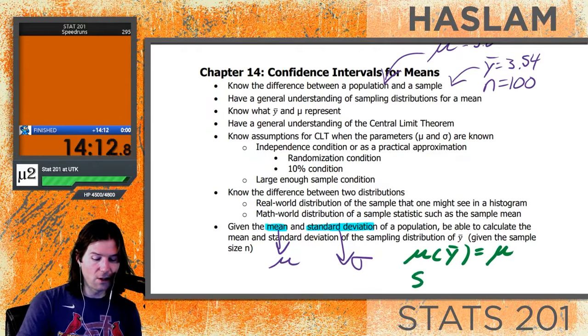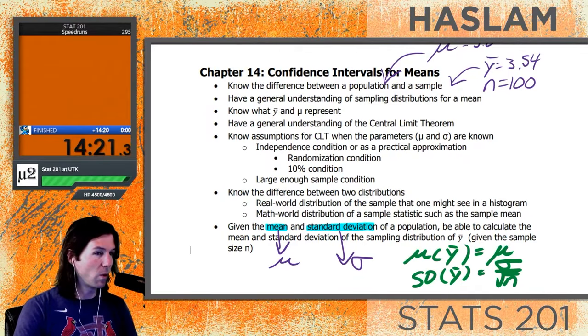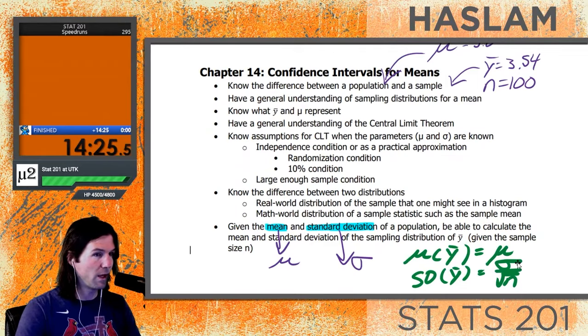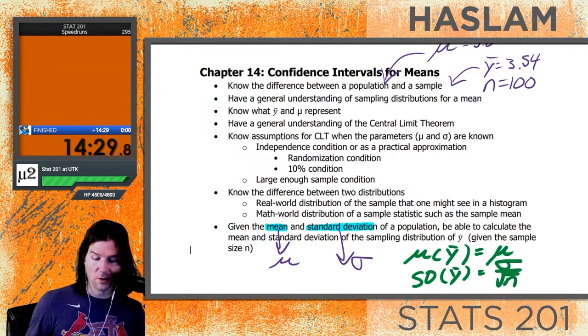The standard deviation for the distribution of the sample mean, which is just the variation, is equal to sigma over the square root of n. And we've talked about this a few times because all we're doing is decreasing the standard deviation by a factor of the square root of n. So as n gets larger, the standard deviation gets smaller. So good stuff right there.